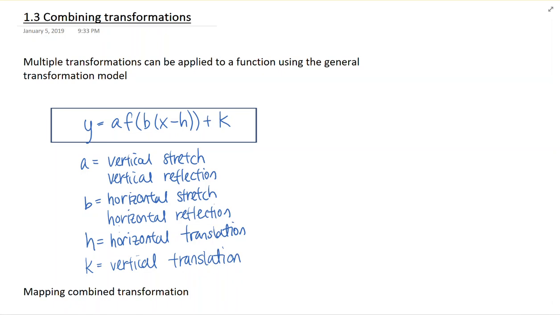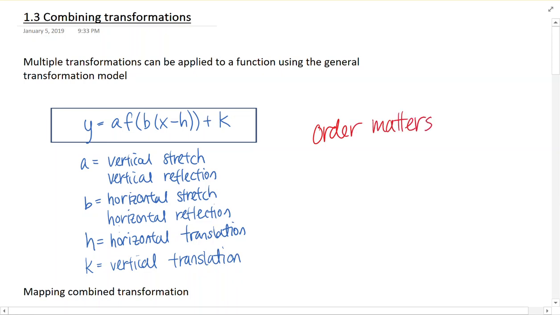One thing you have to be careful about now that all these transformations are being combined is that order matters. I'm writing it in red with 3 exclamation marks because it's very important. So the order is that first come stretches and reflections, then come translations, okay? Translations.